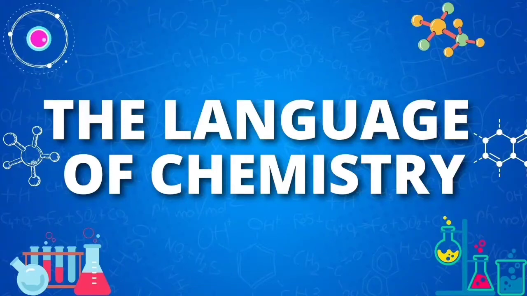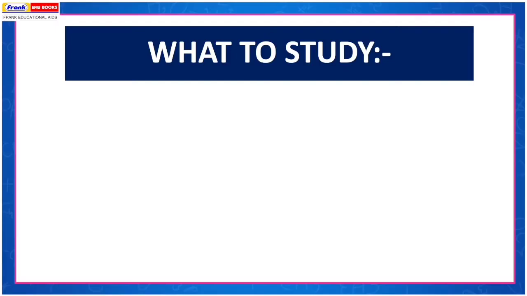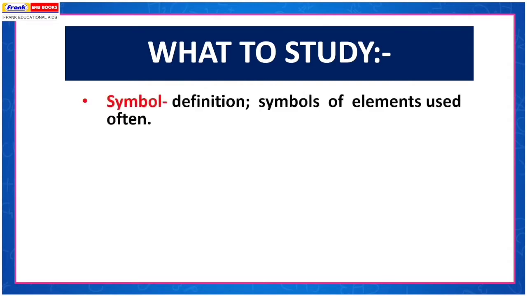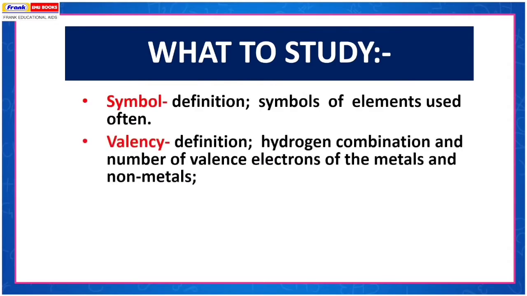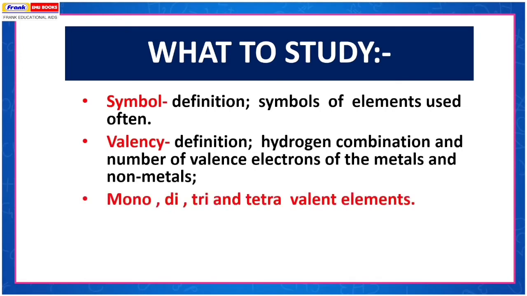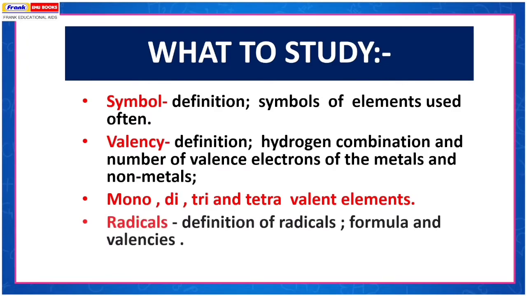The language of chemistry. Here, we will discuss chemical symbols, valency, mono, di, tri, and tetravalent elements, radicals, and various compounds, their names and formulas.